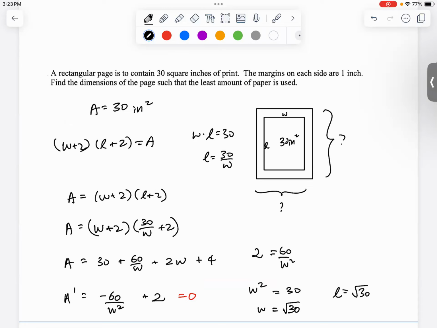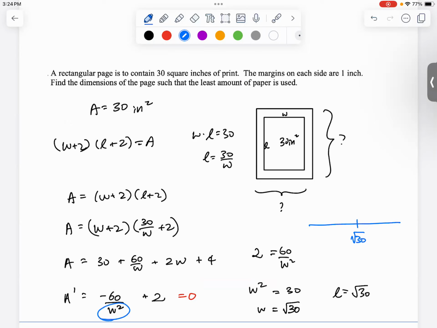Now, of course, one thing that should concern you is how do you know it's a minimum? I think that's a very good question. How do you know it's a minimum? Now, square root of 30 is definitely our critical value. So let's think about this, okay?